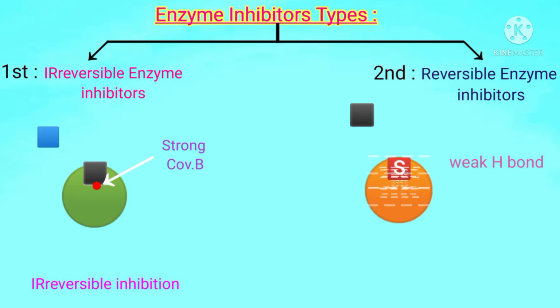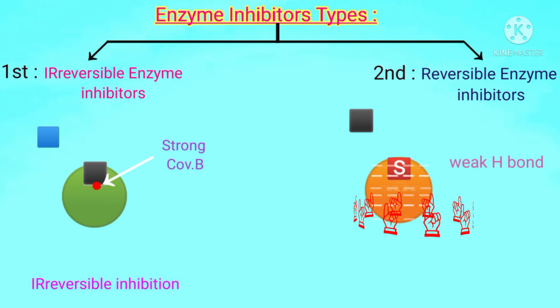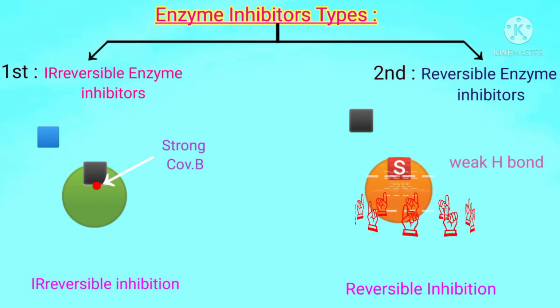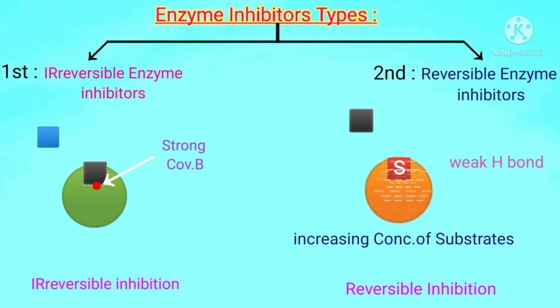Students, why is this inhibitor called reversible? The answer is that, as we have seen, due to the presence of a weak bond, the inhibitor often separates from the enzyme and the enzyme starts its function again. So this inhibitor is known by the name of reversible inhibitor. Dear students, keep this important point in your minds: this reversible inhibition can also be undone with the help of increasing the concentration of substrate.